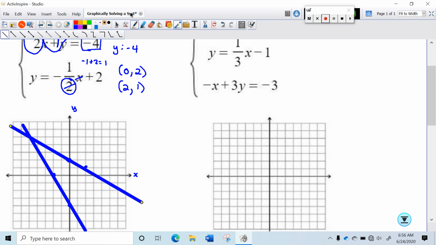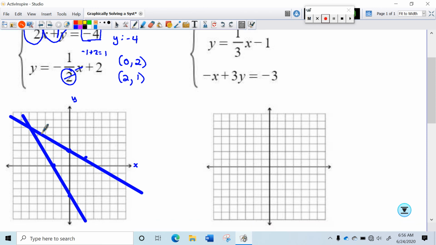Now, your solution to your system of equations is where those two lines meet. So, if I go down to the x-axis, I am at 1, 2, 3, 4, negative 5. And if I go to the y-axis, I am at 1, 2, 3, 4, positive 5. And that is the solution to the system of equations.